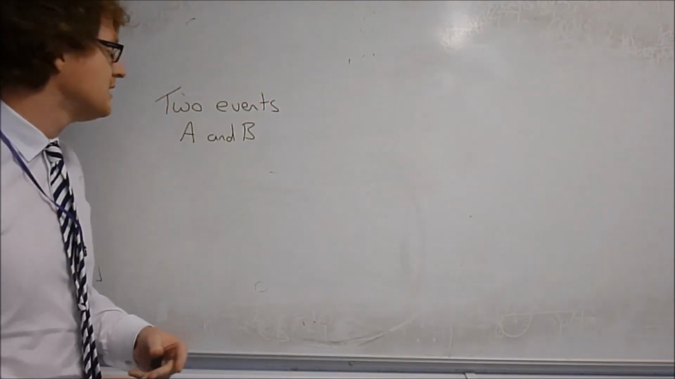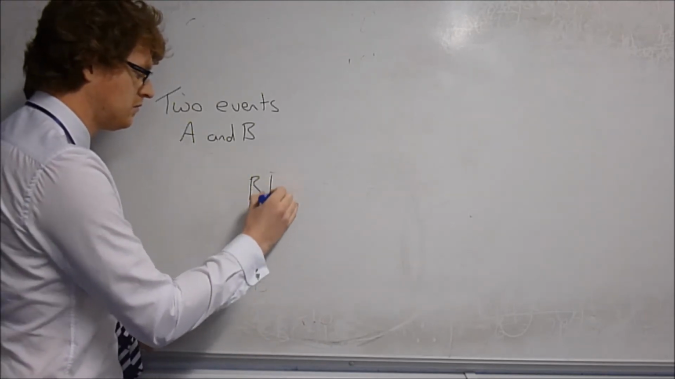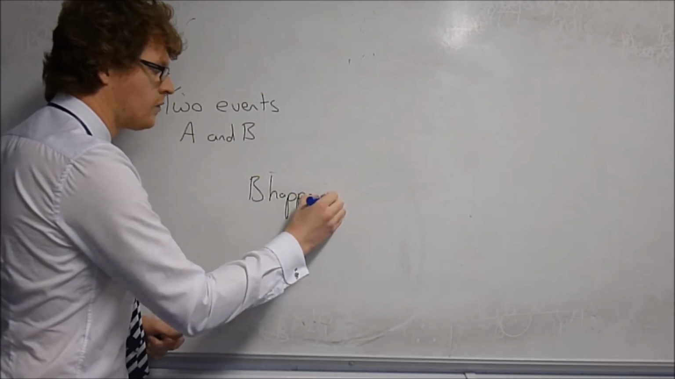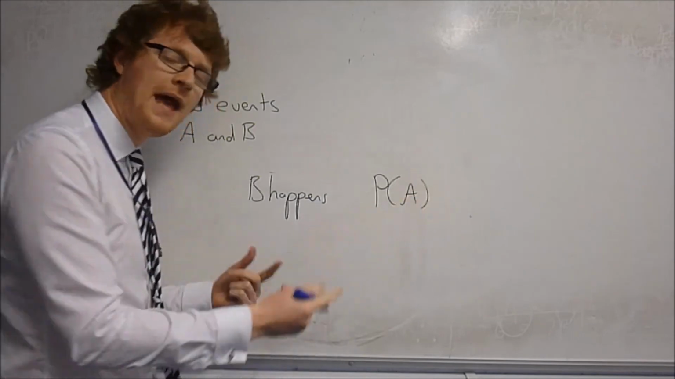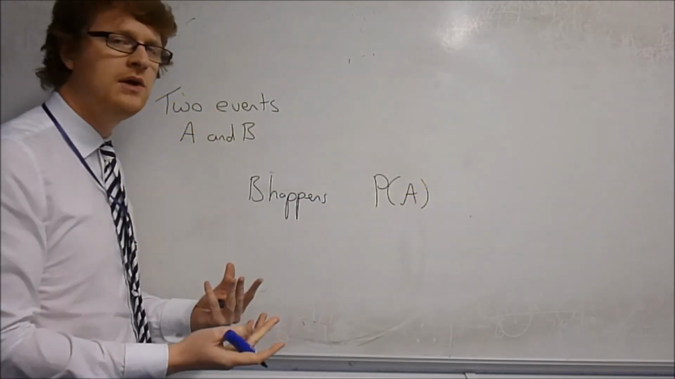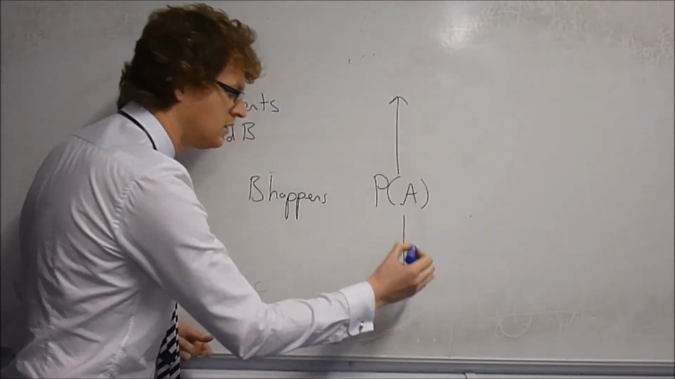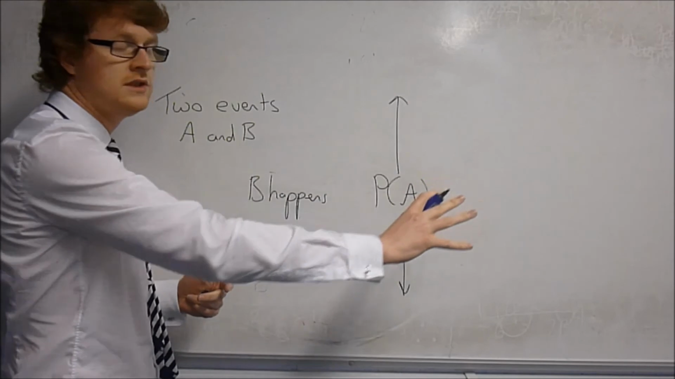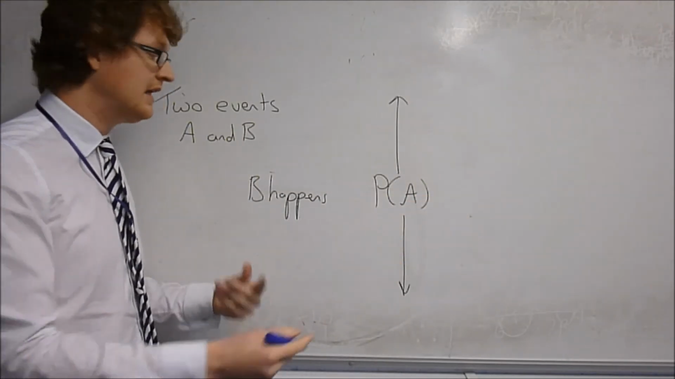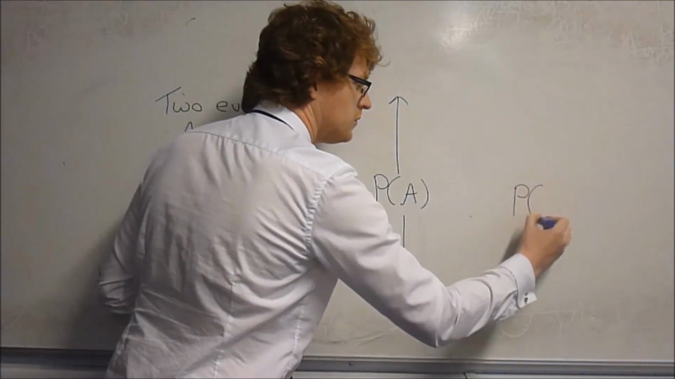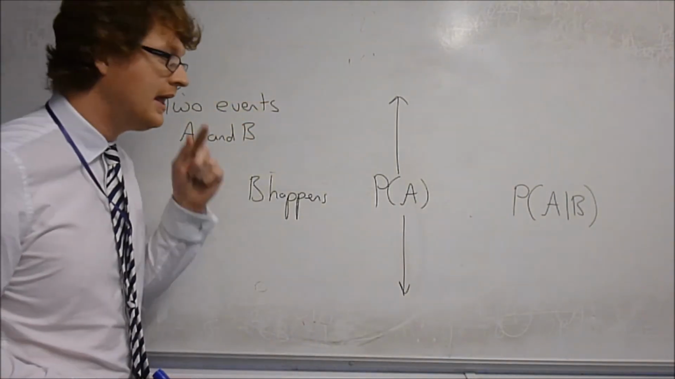Okay, so we've got two events, A and B. Now imagine one of them happens. Say B happens. Does the probability of A change? Does the probability of A depend upon B? So B could happen, the probability of A could go up, the probability of A could go down, or it could stay the same. Well, we've been talking about this probability of A given that B's happened. Probability of A given B.